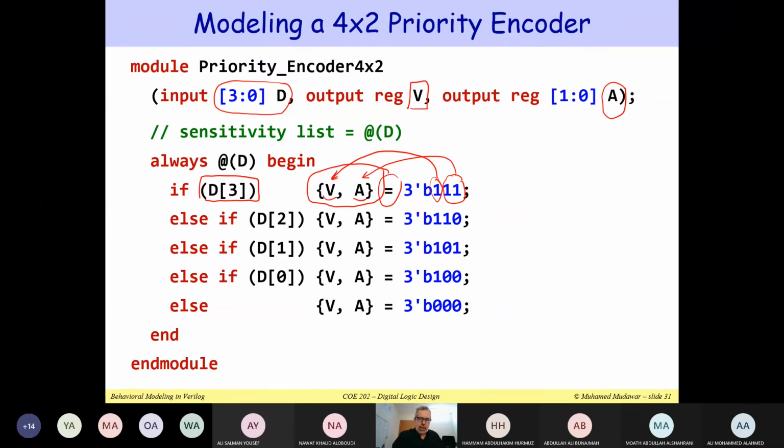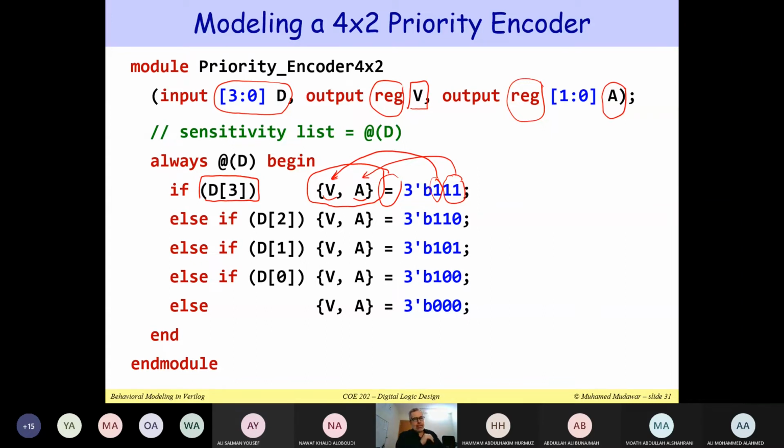And because it is procedural, the outputs V and A must be of type register. So this is why we have to use the keyword register in the output. You have to be very careful about this, because if you omit the register, then you cannot do this assignment. You cannot assign to V and A. You cannot use procedural assignment if the output is not of type register. So for this reason, we have to use the register keyword anytime we use a procedural assignment.